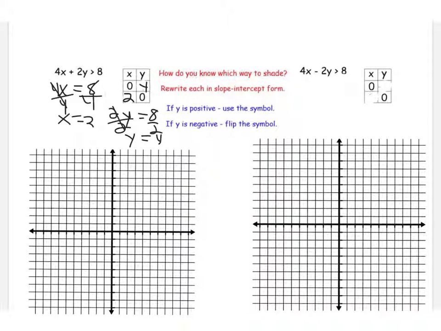I would do the same thing on my other inequality. So I would have 4x equals 8. I would divide by 4, and I'd be left with x being equal to 2. The other one, though, if I cover up the x, I'm left with minus 2y. That means that 2y is negative, so I'd have negative 2y equals 8. I would divide both sides by negative 2, and I'd be left with y being equal to negative 4.